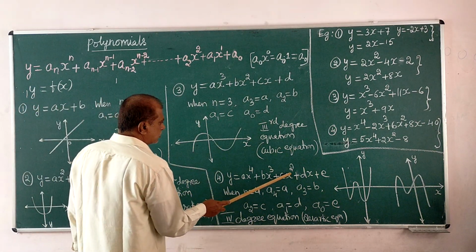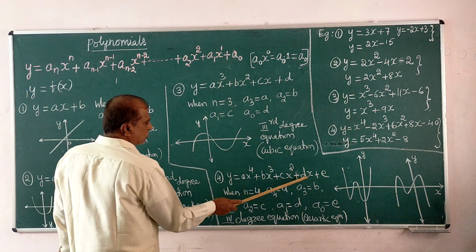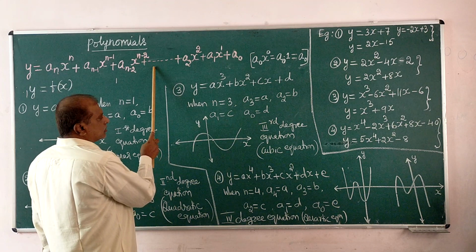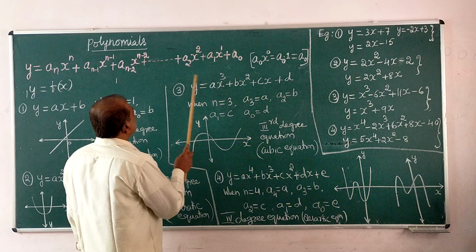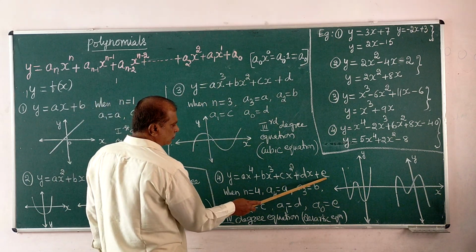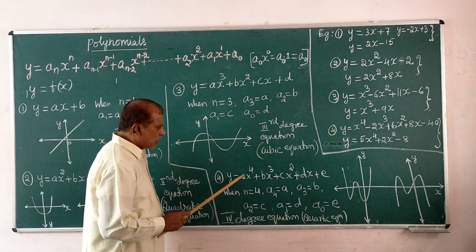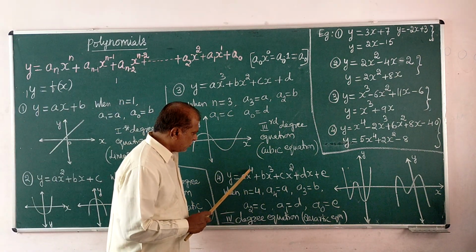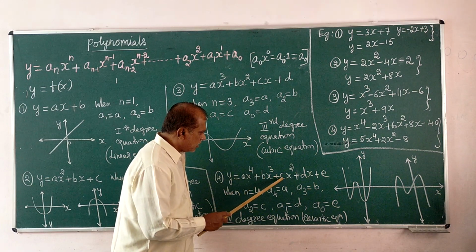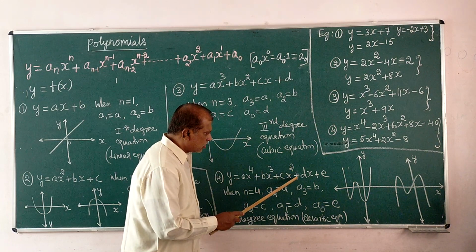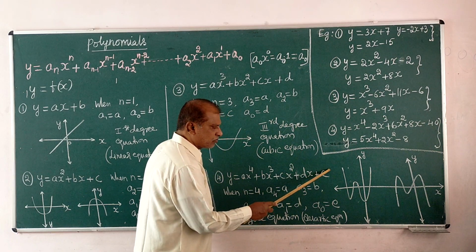A2, third one. Fourth one, so we have A1 x to the power of 1. Fifth one, A0 x to the power of 0. So like that we get 5 different terms: A4 x to the power of 4, A3 x to the power of 3, A2 x to the power of 2, A1 x to the power of 1, A0 x to the power of 0.